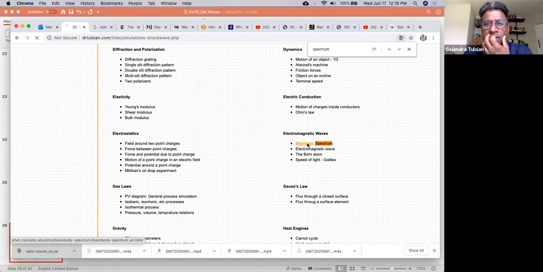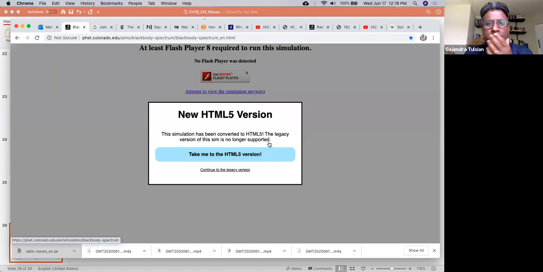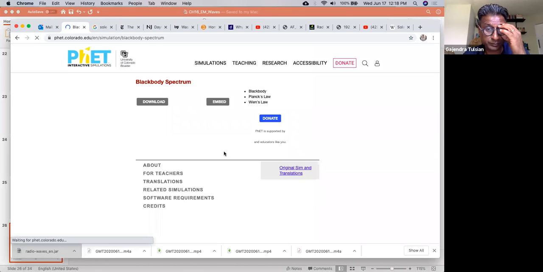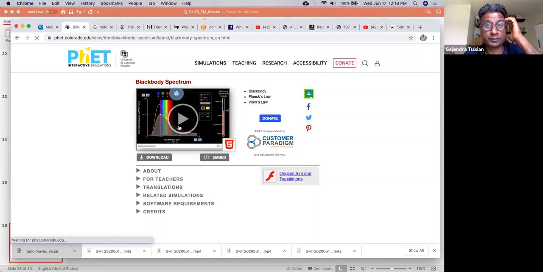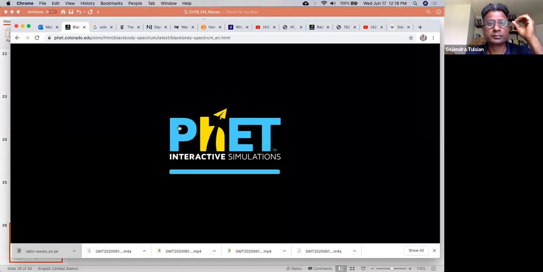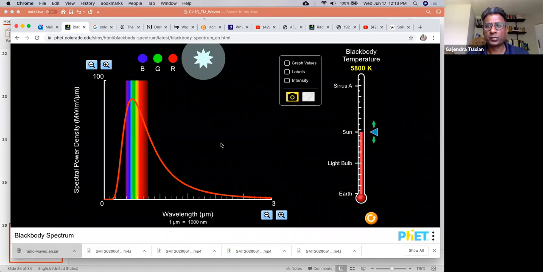Okay, so here we go. All right, so you see here is the temperature of various stars. I mean, temperature of an object.